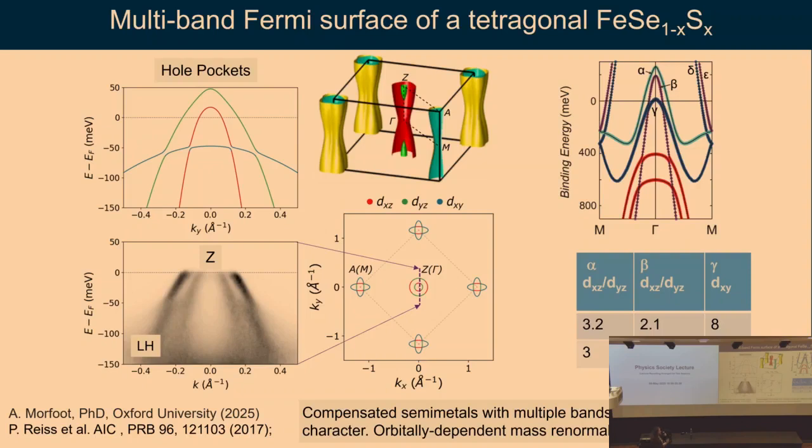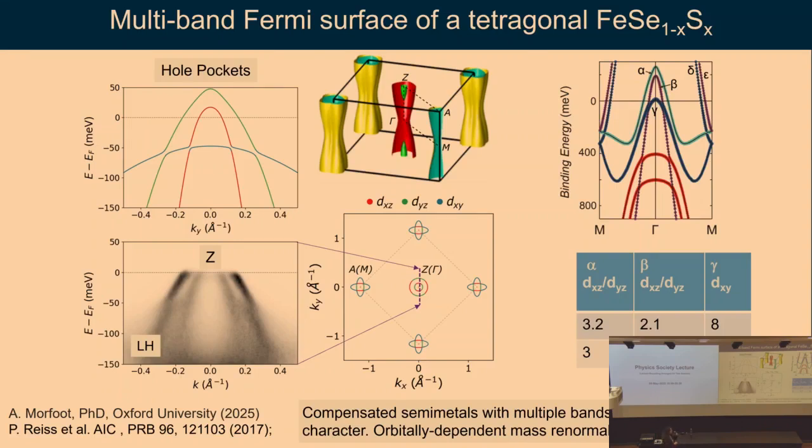So when you measure in ARPES, one can focus on the high symmetry point, and you do a cut like this, and this is the result of that cut. By changing the energy in an experiment, one can probe different high symmetry points. So you can go at the top of the Brillouin zone at the Z point here, or the center of the Brillouin zone at the K point.